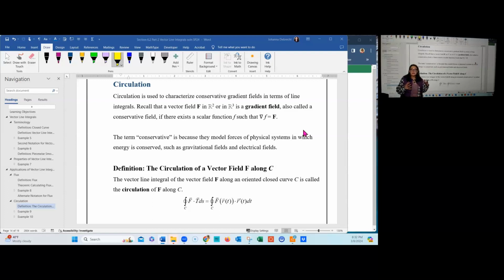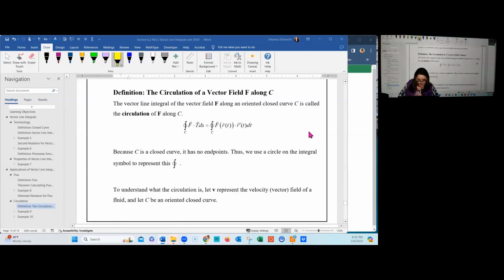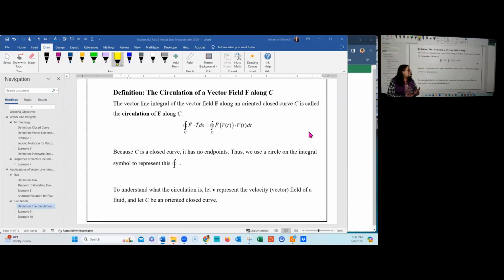Remember that to be a gradient vector field or a conservative vector field, there is a function, lowercase f, such that the gradient of f, del f, is equal to the vector field. We call them conservative because they model physical systems in which energy is conserved, such as gravitational fields and electrical fields. When we define the circulation of a vector field, we're defining it along a closed curve, like that triangle that we did earlier, where you begin and end in the same location.